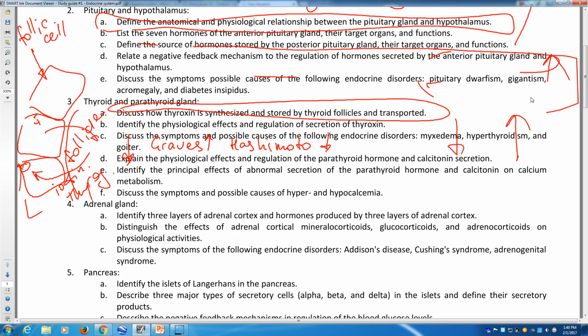What are the problems with hypercalcemia except for the renal calculi, the kidney stones? What else? Muscle weakness, and it may create cardiac problems like arrhythmia. If the heart does not contract well enough, we've got a problem. Does that make sense? Any questions on thyroid, parathyroid?